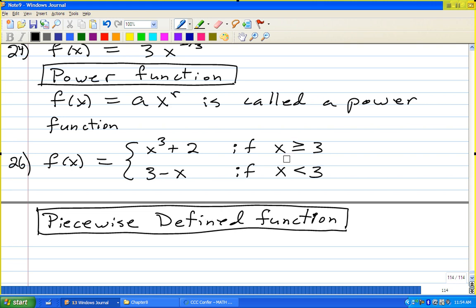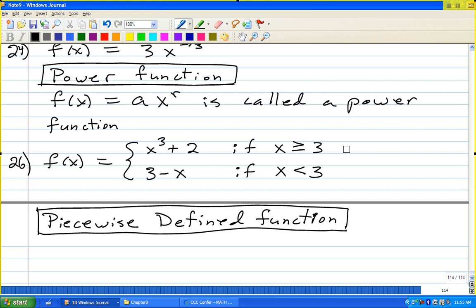So for particular values of your independent variable, you'll have one rule. For other values of your independent variable, you may have a different rule. And so you may have a list of several differing rules for differing values that your independent variable may take. And so if you see this sort of function where it's given as having multiple parts, with rules given for differing pieces of your function, it's a piecewise defined function.